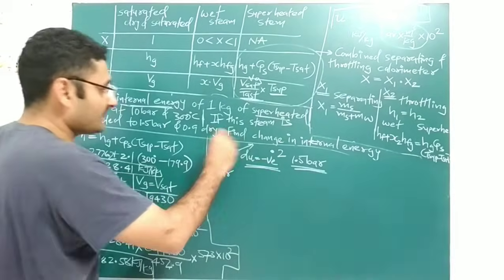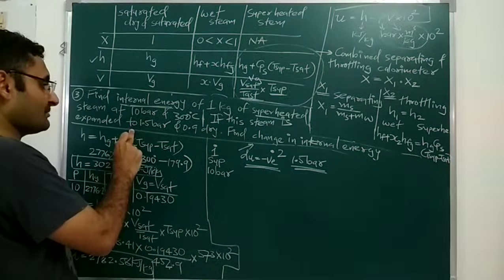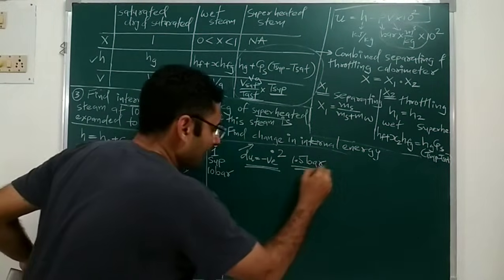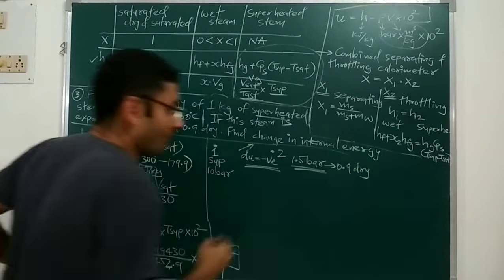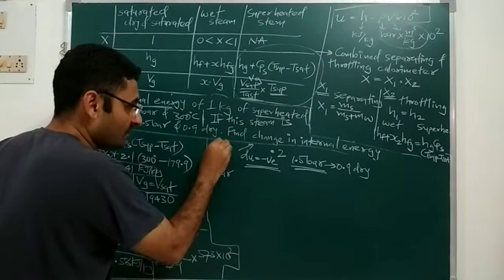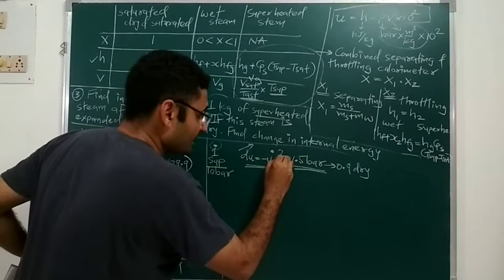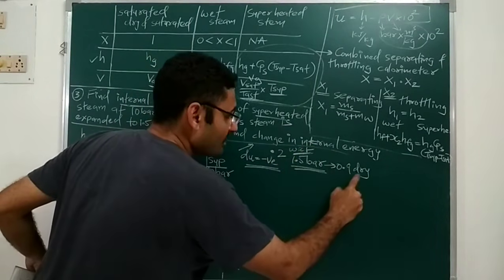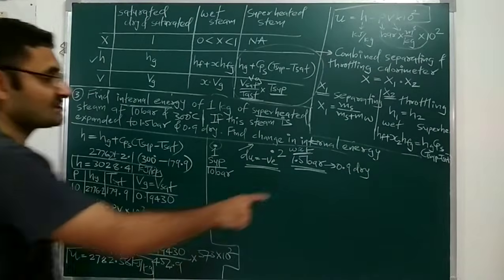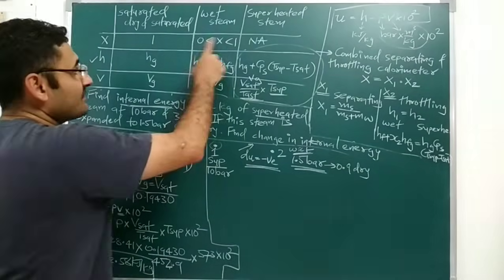Okay, forget about all those things. The steam is expanded to 1.5 bar, and the next thing is 0.9 dry. 0.9 dry means the condition of the first steam is superheated steam, and the condition at point number 2 is wet steam. Why wet steam? Because the dryness fraction value is given, which is 0.9, which lies between 0 and 1.